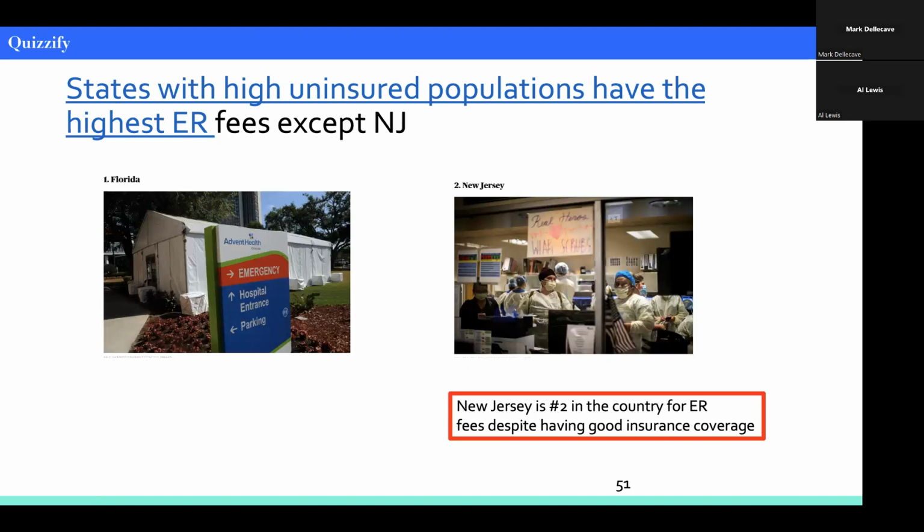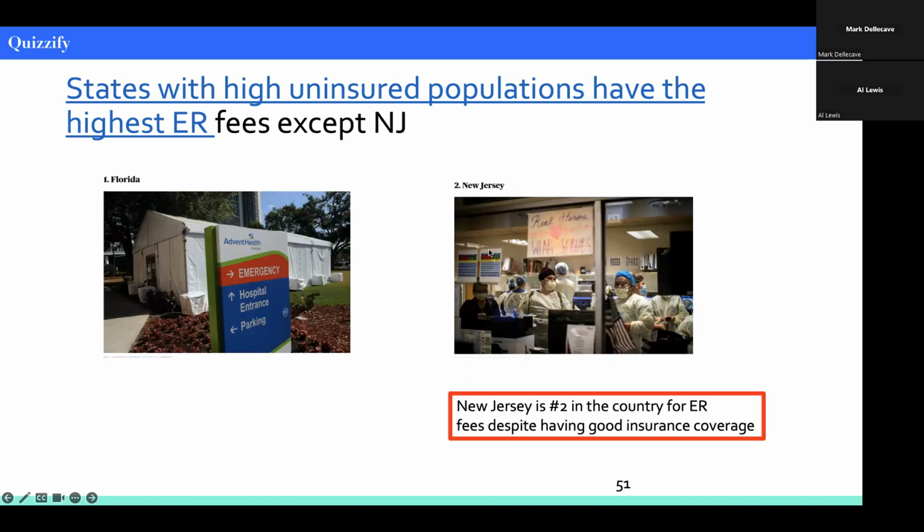So we need to cover the costs of people that we can't collect from. So we need to charge more to people we can collect from. Typically, if you look at the states with the highest uninsured populations, they have the highest ER costs, with Florida being number one, Texas right up there, and Nevada's up there. Just the ones you would expect, except New Jersey, which has more than average insurance coverage, and yet has the second highest ER rates in the country.